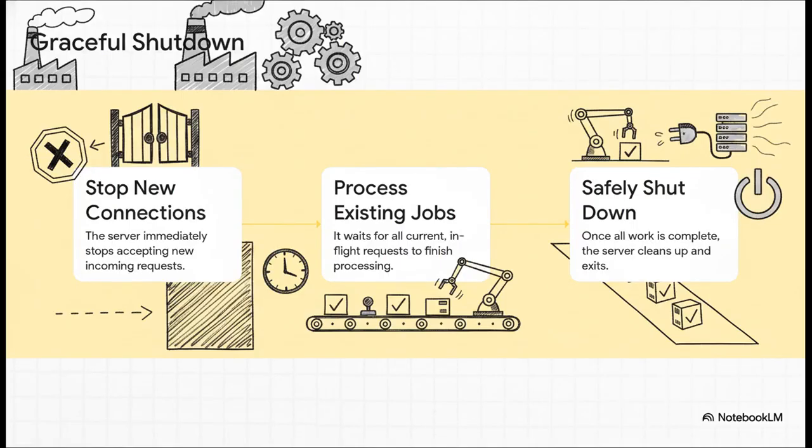And what about when it's time to upgrade the machinery, deploy new code? The system does something called a graceful shutdown. It's a really smart three-step process. First, it stops accepting any new orders at the front desk. Then it patiently waits for every single order that's already on the assembly line to be completely finished. And only then, after all the work is done, does it safely shut down to be replaced by the new, upgraded version. This is so important because it guarantees that no customer's order gets lost in the middle of an update.